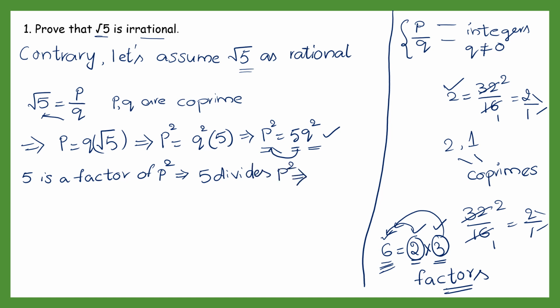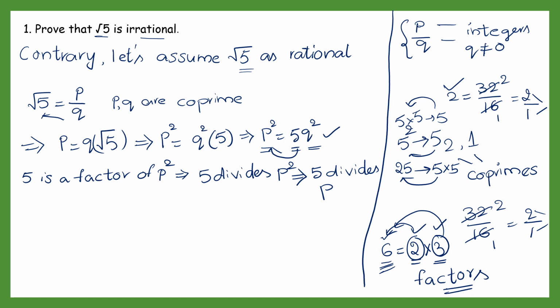You already know the theorem. If 5 divides p square, you can tell that 5 divides p. If 5 divides p square, 5 divides p also. Suppose 25 can be written as 5 into 5. That means 5 is dividing 25. 25 can be written as what? 5 square. So 5 also divides 5 square. 5 into 5. So 5 divides single digit 5. 5 divides 5 square also. 5 divides 5 cube also. So if 5 divides p square, you can tell 5 divides p.